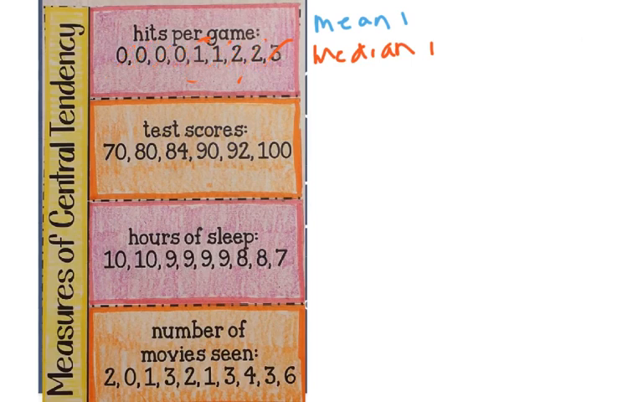Okay, now let's look at mode. Now remember, mode is most. What number occurs most often? Well, it's pretty clear to see that the mode here is going to be equal to 0. And then what would the range of this data be? Well, I want to take my highest number and subtract my lowest number. So my range is going to be 3 minus 0, which is 3. So there we go, hits per game.